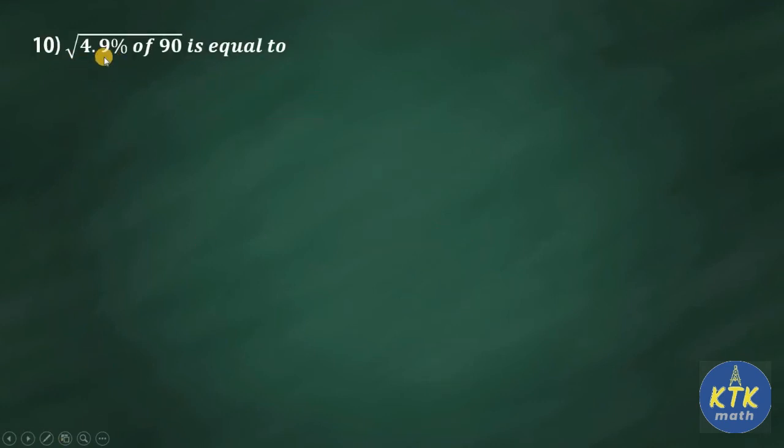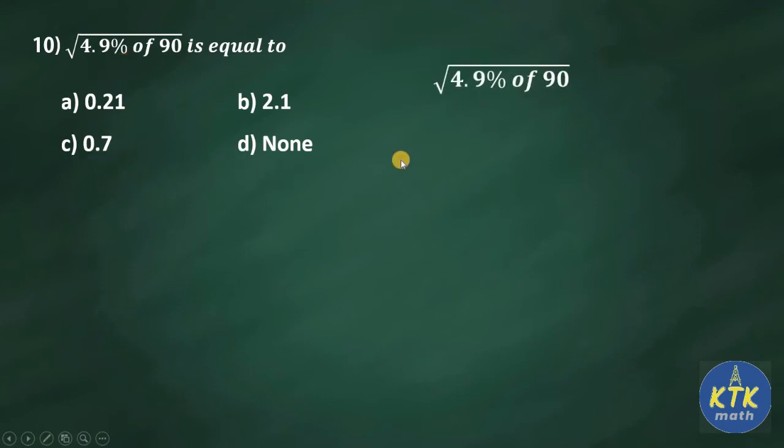Square root of 4.9% of 90 is equal to. It's an interesting question. It involves square root, decimal, percentage. Let's check the options. 0.21, 2.1, 0.7, none. So start solving now. Square root of 4.9% of 90. So first write this percentage in terms of fraction, so that would be easy.